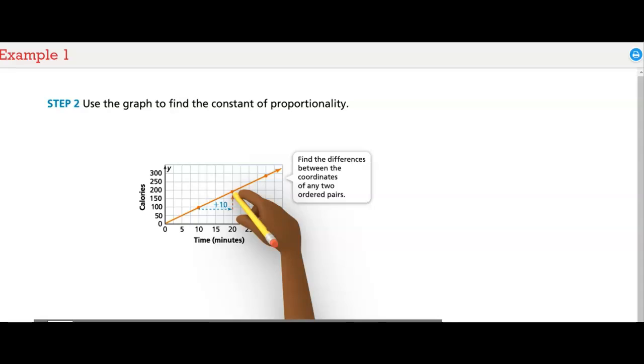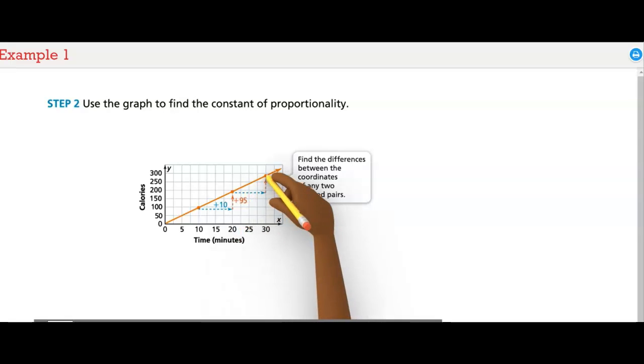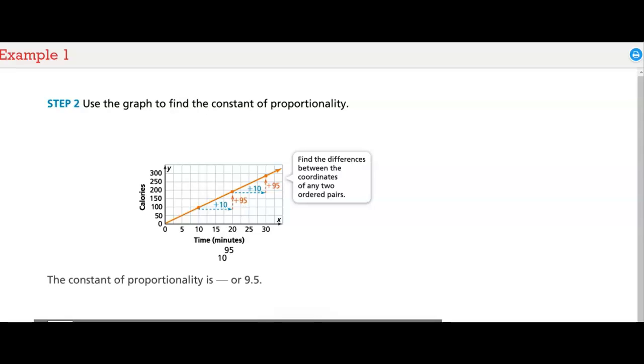After 10 more minutes, she burned 95 more calories, for a total of 190 calories. After another 10 minutes, she burned 95 more calories, for a total of 285 calories. The constant of proportionality is 95/10, or 9 5/10.